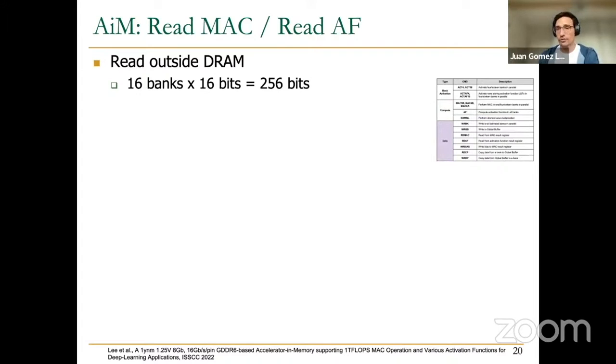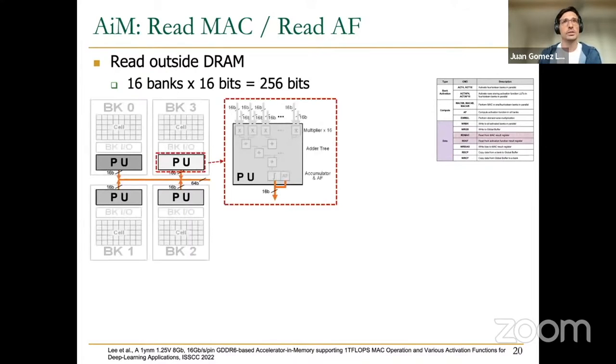And as I said before, after having performed the MAC operation with or without activation function, it's possible to read from outside DRAM. In this case, it's possible to read up to 256 bits at a time, because, I would say, it's in 4 cycles. It's something I don't really know, but the thing is that in one iteration with a single command it would be possible to read 256 bits coming from 16 banks, 16 bits from each of the 16 banks, because the output of the MAC or the activation function is of 16 bits.